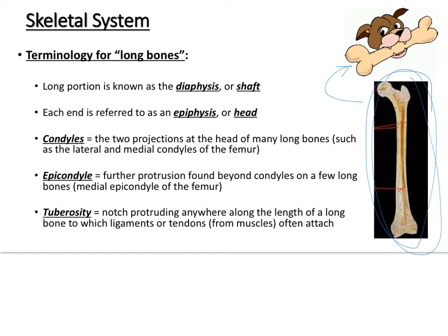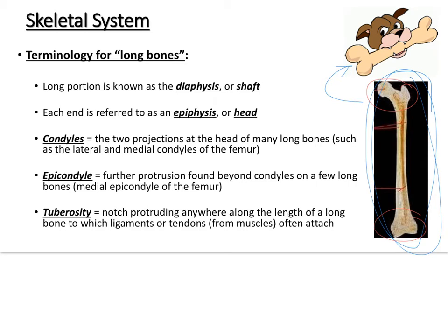Now, when you look at a long bone, the long thin part is referred to as the diaphysis, or shaft of the bone, while the end parts are referred to as the epiphyses, or each end is called an epiphysis, or head. So you can say shaft and head, or you can be technical and say diaphysis and epiphysis.